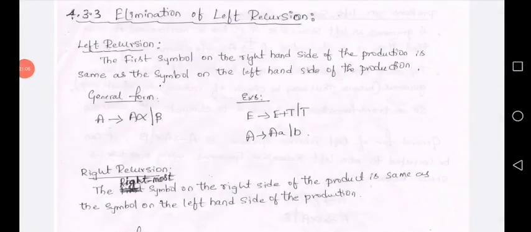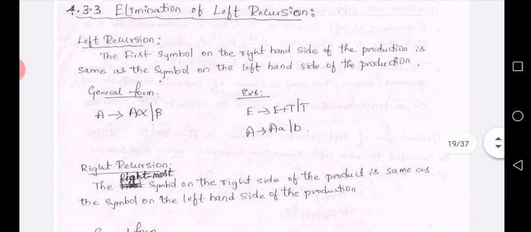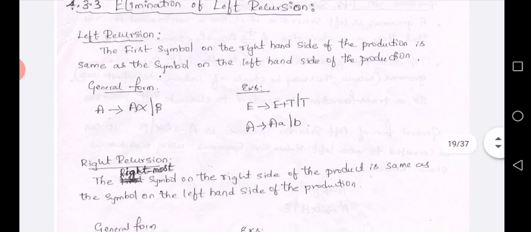Next subtopic, elimination of left recursion. I told you, right? Left recursion means the first symbol in the right hand side of the production is the same as the non-terminal you have on the left hand side. That will be considered a left recursive production. In left recursion, the first symbol on the right hand side of the production is the same as the symbol on the left hand side of the production.